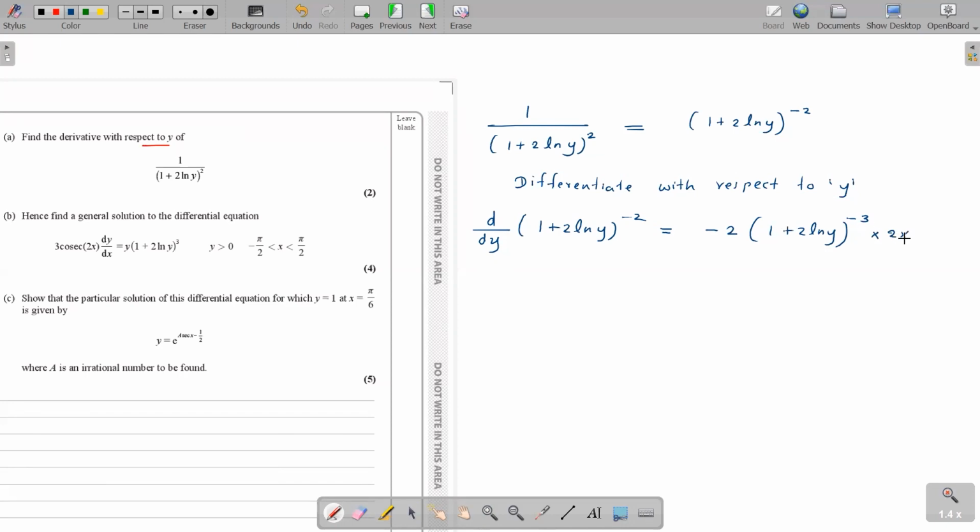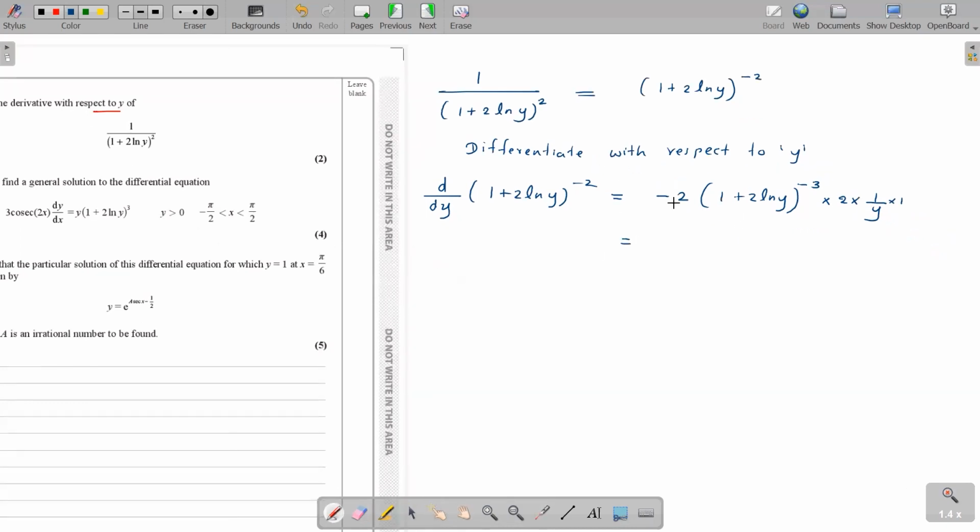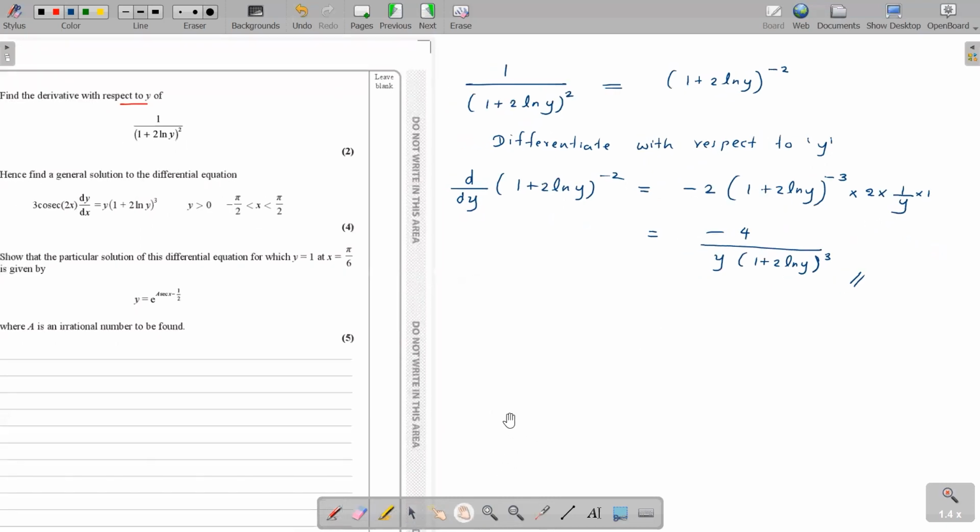Then 2 times ln. Whenever you have ln x, its derivative is 1 over x, with respect to x. So ln y with respect to y is 1 over y, times 1. Then when we simplify this, minus 2 into 2 is minus 4. Bring the y down: minus 4 over y times 1 plus 2 ln y to the power 3. So that's it. This is the answer for 2 marks for part A.